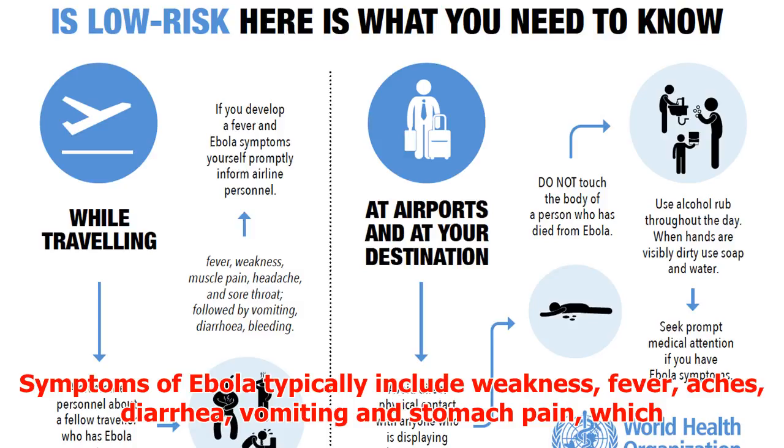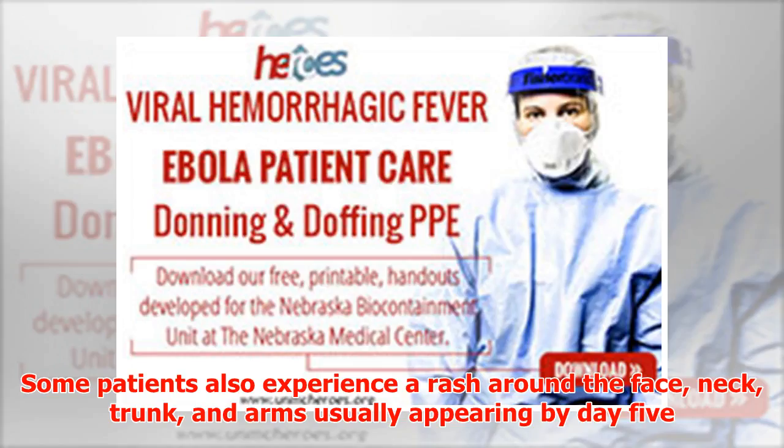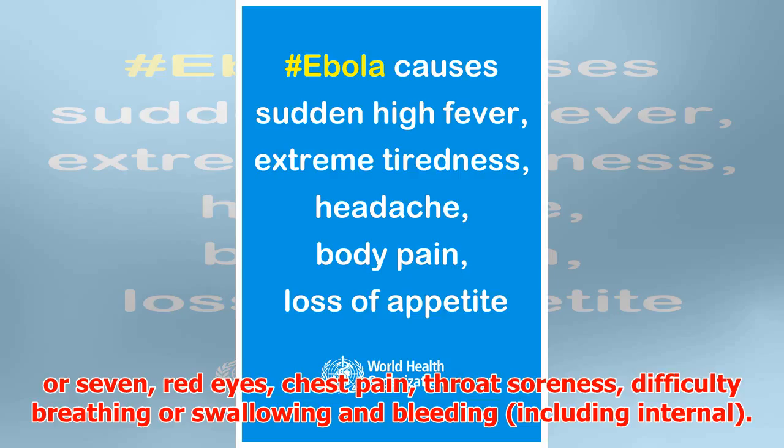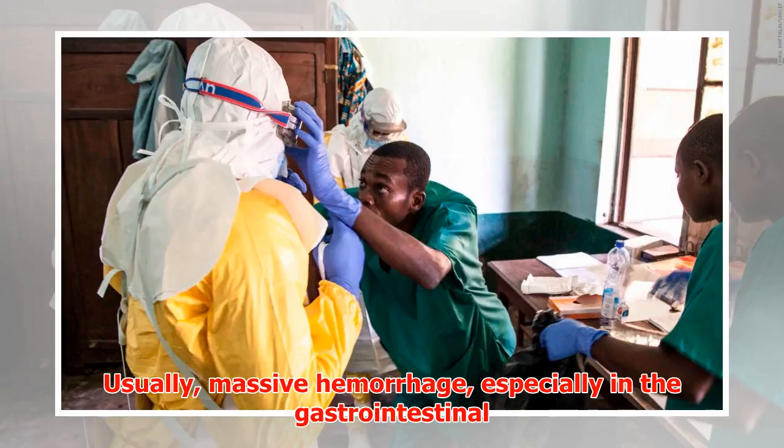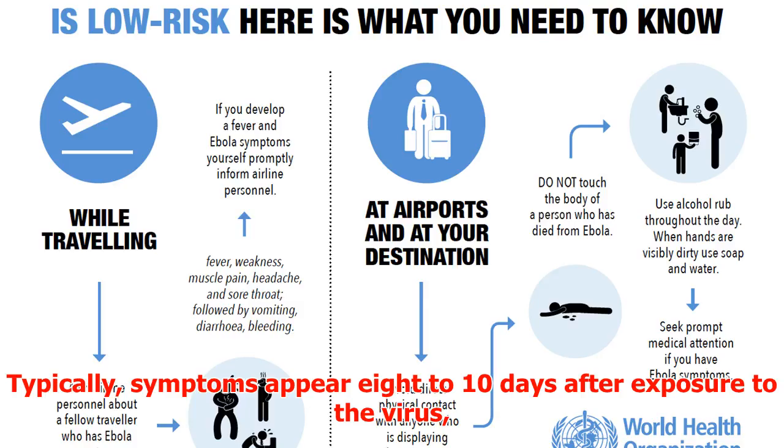Symptoms of Ebola typically include weakness, fever, aches, diarrhea, vomiting and stomach pain, which are common enough to be thought of as flu or malaria at first. Some patients also experience a rash around the face, neck, trunk, and arms, usually appearing by day 5 or 7, red eyes, chest pain, throat soreness, difficulty breathing or swallowing and bleeding, including internal. Usually, massive hemorrhage, especially in the gastrointestinal system, occurs only in fatal cases.